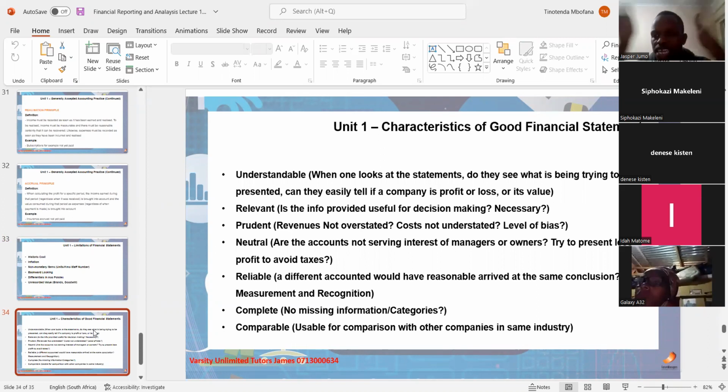It should be understandable. I think that's self-explanatory. If someone looks at your financial statement, do they understand the information that you're trying to convey? It should be relevant. It should give the person information that they need. If they need information about assets, are the assets there? Are the assets current? Are the assets recent?